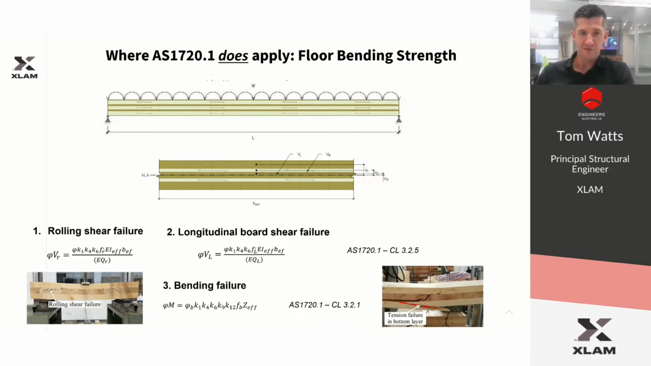And then again, bending failure below. You're using the same K factors and the effective section modulus for the bending failure. And you can see a couple of photos there showing examples of the different types of failures. So the rolling shear failure has that characteristic curved failure mode as the transverse layers fail in shear and the material rolls over itself.